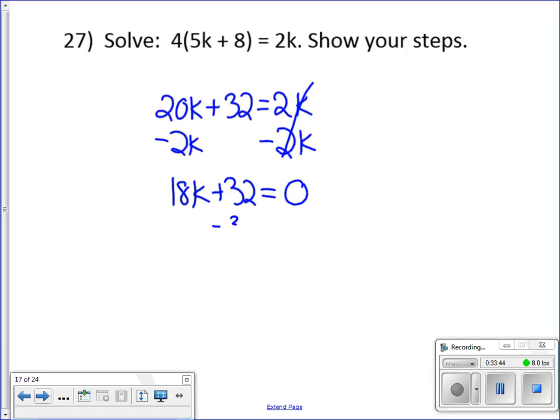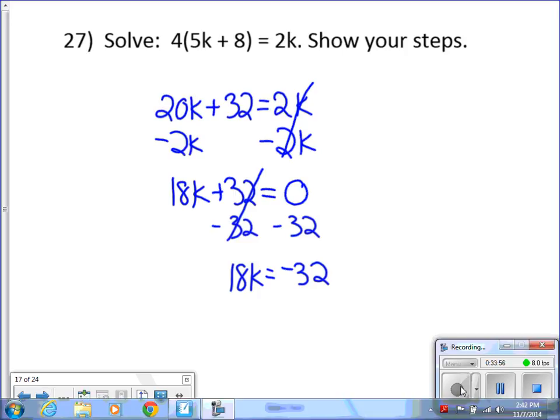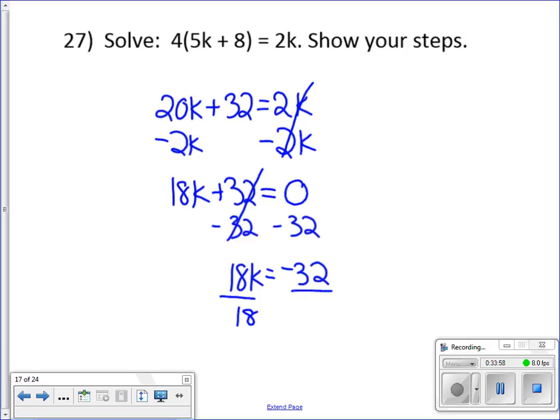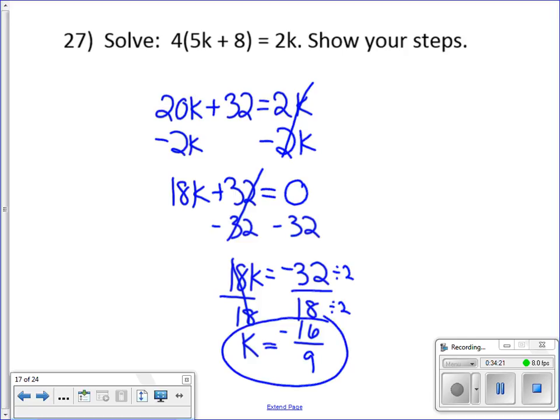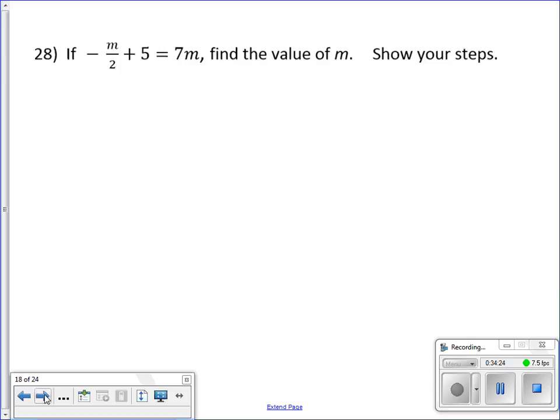Now I get to subtract the 32 from both sides. This cancels out, and I get 18k is equal to negative 32. I'm now going to divide both sides by 18. And I get k is equal to negative. And I can reduce this fraction here, but I'm going to leave it as an improper fraction. But I do need to reduce it in lowest terms. This is going to be 16 at the top because I can divide both of these by 2. So 16 over 9. So negative 16 over 9 is my answer right there for that. Again, you can leave it as an improper fraction.